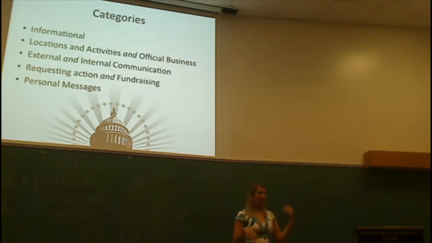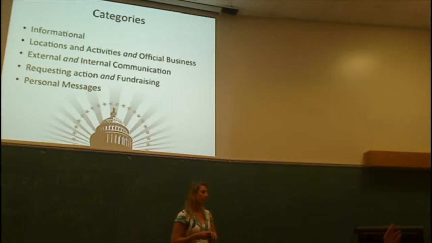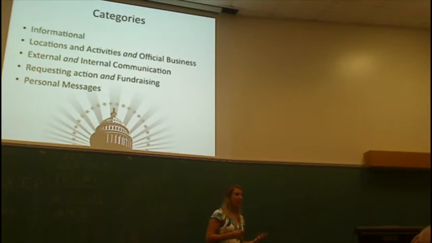So we did sort of a grounded theory, open coding. It was me and a grad student, and we'd never done this before, but we ended up with these sorts of categories after a bunch of iterations on the types of tweets that members of Congress were posting. So we had informational tweets, locations and activities, and official business. Those were 2 categories.